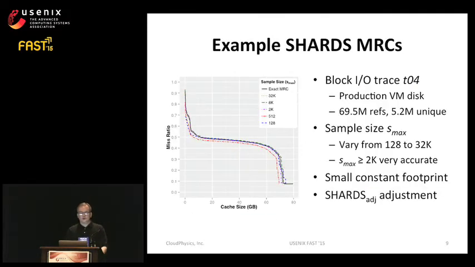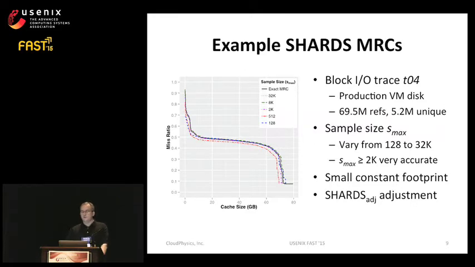Now let's take a look at shards in action. The graph on the left plots several example miss ratio curves from applying shards to a real-world storage trace with various sample set sizes. The exact unsampled curve is shown in black. The results are quite good. Approximate MRCs have negligible error for 2K or more samples, and even 128 samples is enough to capture the overall shape correctly. Here, shards is operating in constant space and needs less than 2 megabytes of memory to construct any of these curves.